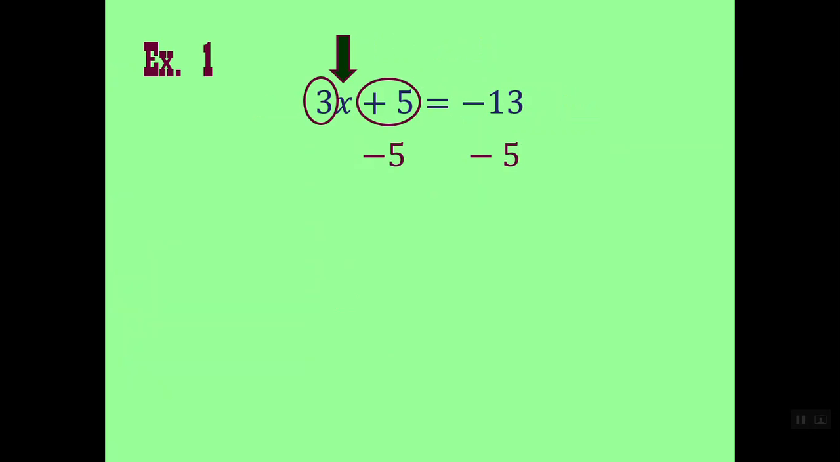After we simplify what's on the left, we're left with just 3x, and on the right, negative 13 minus 5, or we can think of it as negative 13 plus negative 5, is negative 18. Now, we've got the 3 to deal with. The 3 is being multiplied, so we're going to undo that by division. So we're going to divide each side by 3, and we're left with x equals negative 6.